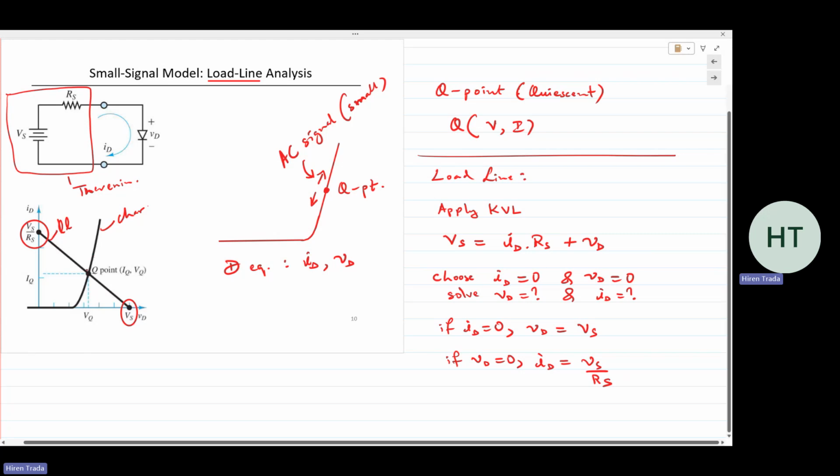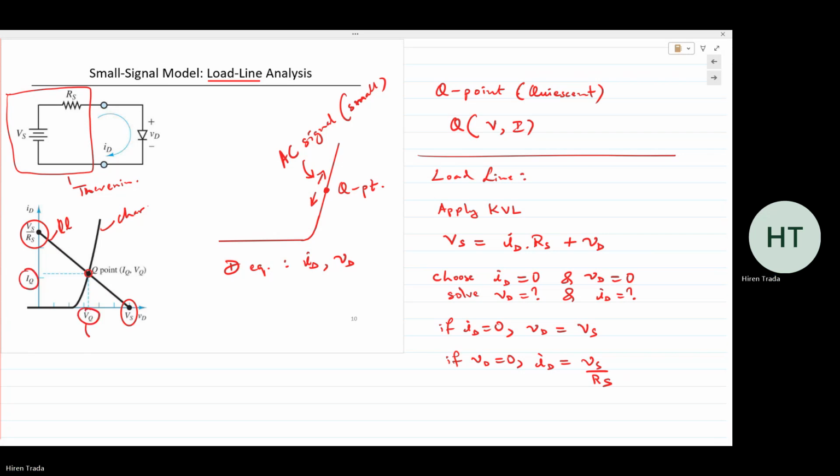The intersection point of the load line and the diode characteristic gives us the solution to our circuit. You extend the points to intersect the X and Y axis. That gives you the operating point or the Q point for the diode voltage and current, VQ and IQ. Those are the operating points.